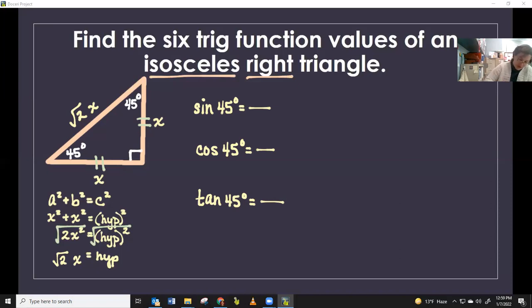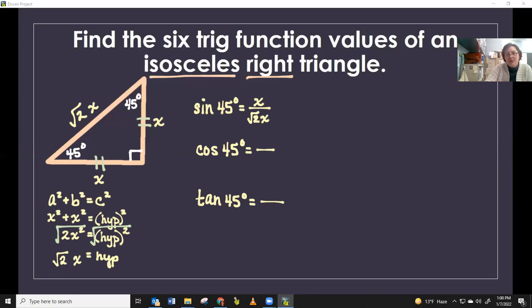Remember, it doesn't matter which angle we're standing at. I could be standing down here, or I could be standing at the other angle. Doesn't matter, since they're the same size. I want to put opposite side over hypotenuse. How big is the opposite side? Yes, thank you, Jackie. So we're going to have x over square root of 2x.